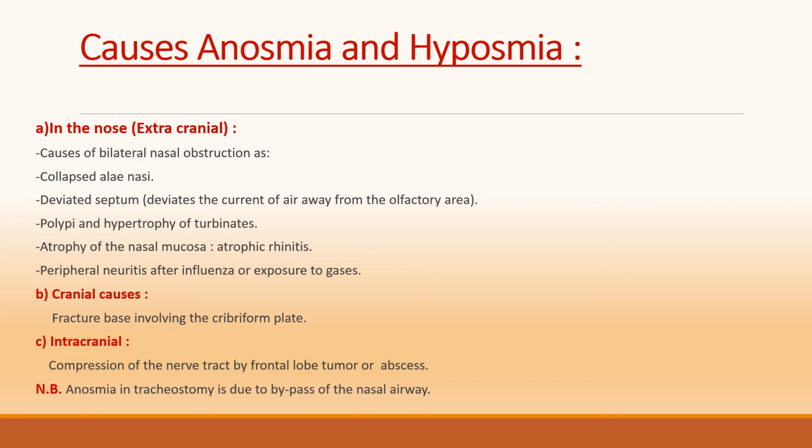In the nose, extracranial causes: bilateral nasal obstruction such as collapsed ala nasi, deviated nasal septum, polypi, hypertrophy of the turbinates, atrophy of the nasal mucosa, peripheral neuritis after influenza or exposure to gases. Cranial causes: fracture of the base involving the cribriform plate, or intracranial, like compression of the nerve tract by frontal lobe tumor or abscess. And anosmia in tracheostomy is due to bypass of the nasal airway.